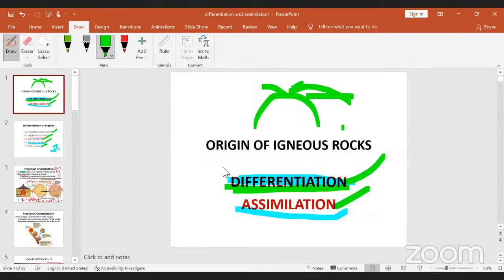So this is the origin of igneous rocks, that is differentiation and assimilation. This is very important in the origin of igneous rocks, right?